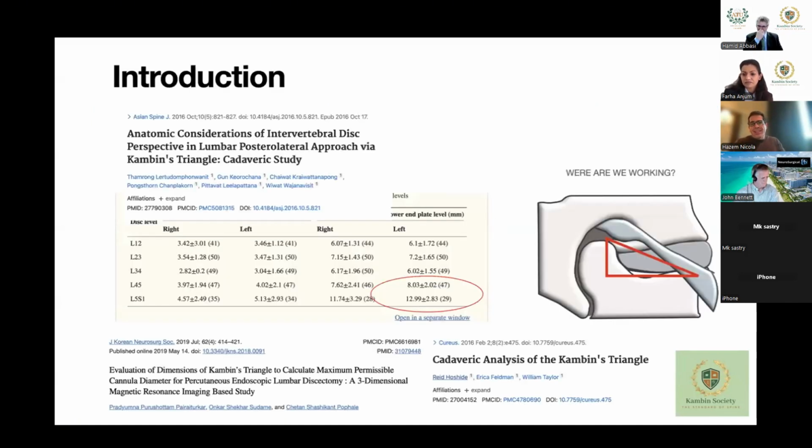So as an introduction, there is a lot of literature talking about the anatomy of the Kambin triangle. You are all experts on that space, but I love to see that picture that I have in the slide, and I highlight the mean size of the base of the triangle in cadaveric studies, and it's not a small space at all. Mostly in L4-L5 and L5-S1, we can manage to use this approach to insert a cage, the same size or big sizes, so we can achieve not only correction but also indirect decompression, and I really am a believer in indirect decompression.